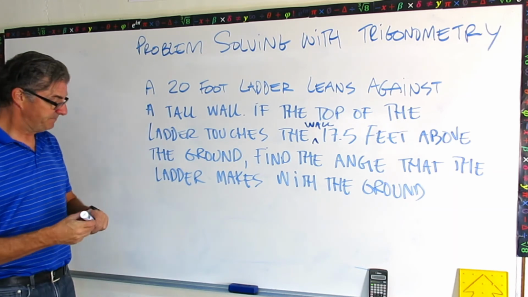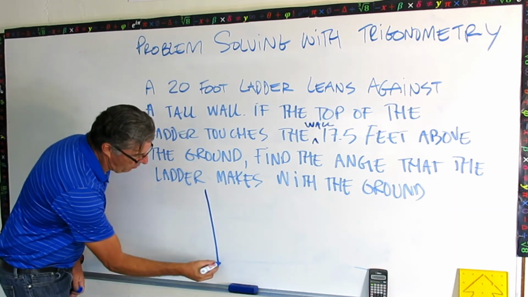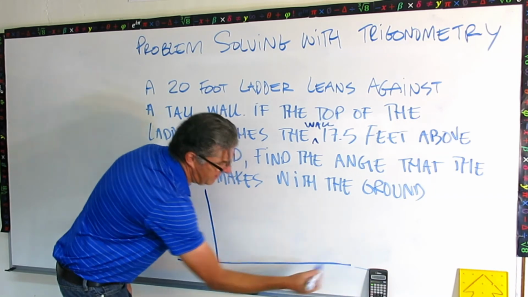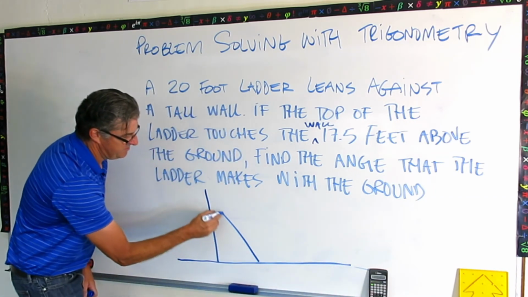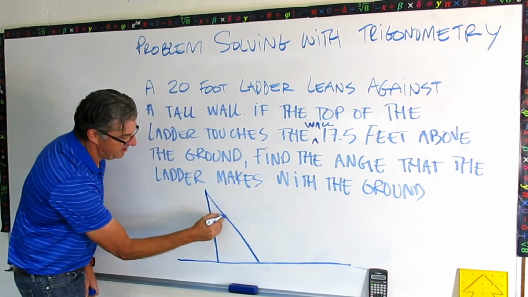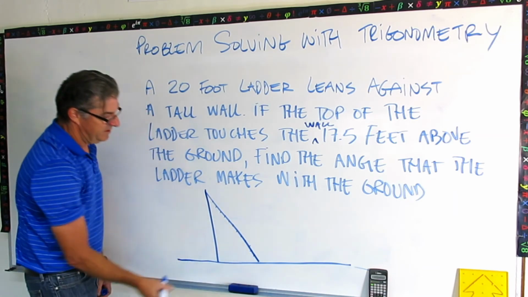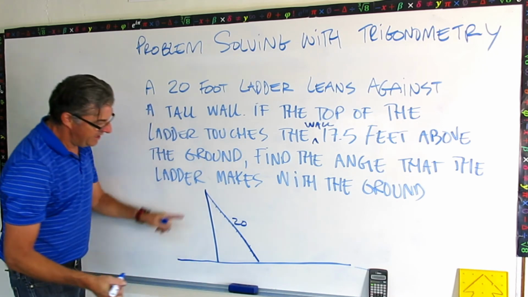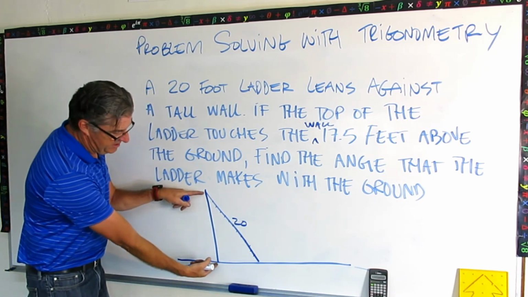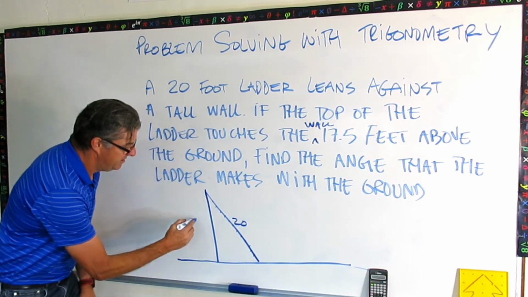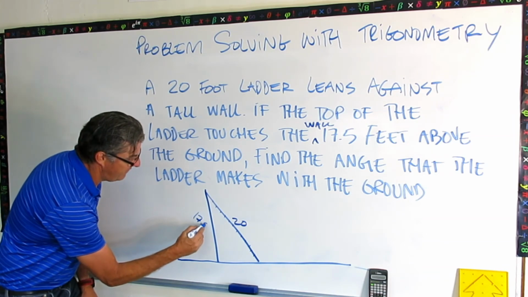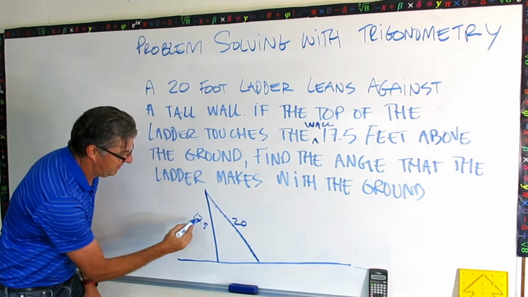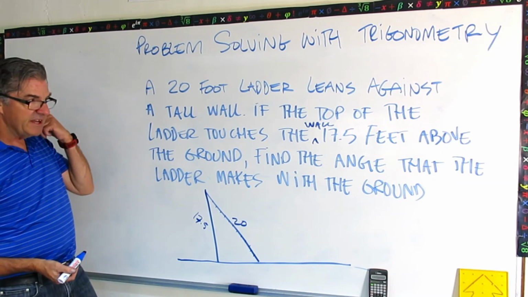Okay, let's see how you did. Here's my wall. There's my ground. Here's my ladder. You know, the steps on the ladder. The ladder is 20 feet, so this distance is 20, and it touches the wall 17.5 feet above the ground. So 17.5 feet. Right there.